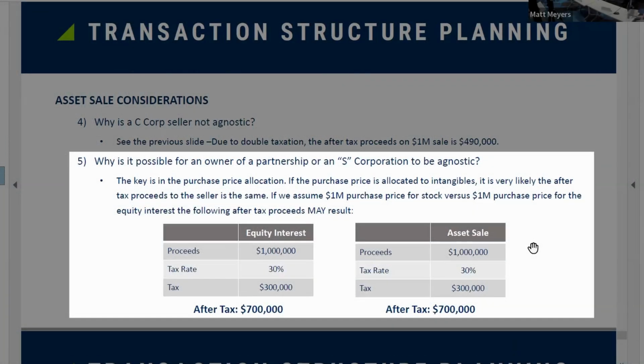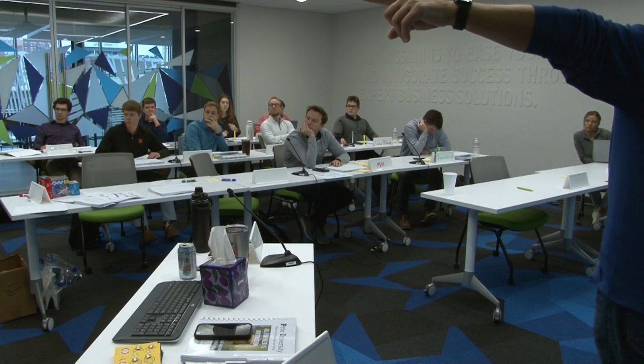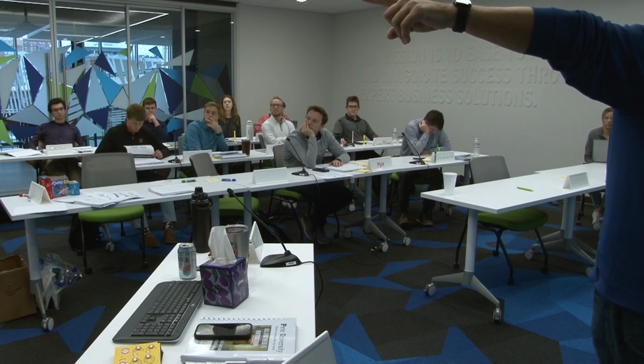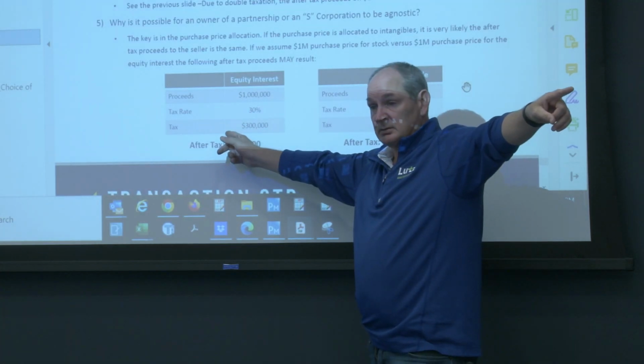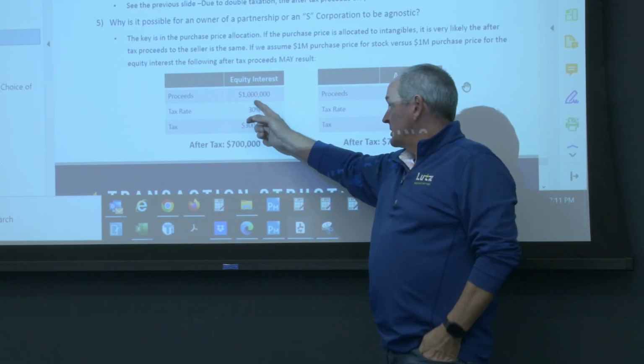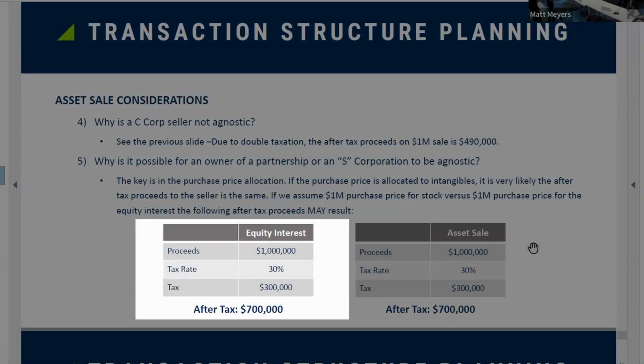The key is in purchase price allocation. If the purchase price is allocated to intangibles, it's very likely, and you probably want to highlight very likely, because it's not 100%, very likely that after-tax proceeds to the seller is the same. If we assume $1 million purchase price for the stock versus $1 million purchase price for assets, the following may result. If we look back over there on the board, you have A owning C1, and I'm going to pretend C1's an S Corp. If A sells its shares, that's this box here. So A sells shares for $1 million, 30% tax rate, $300,000 of tax.